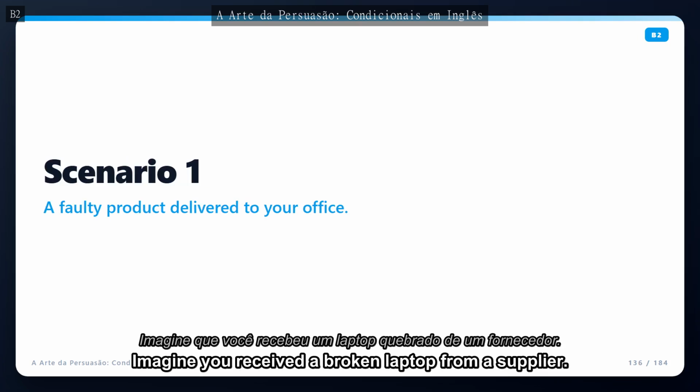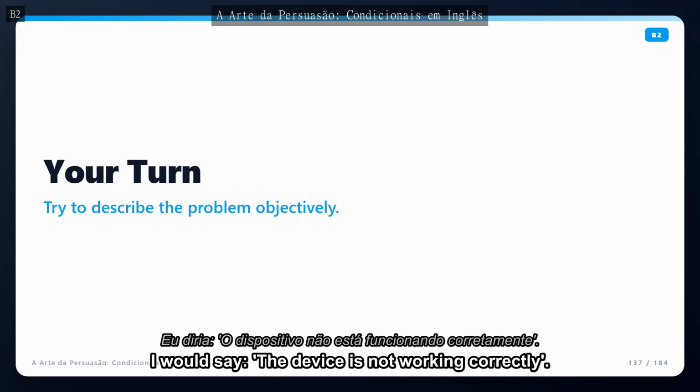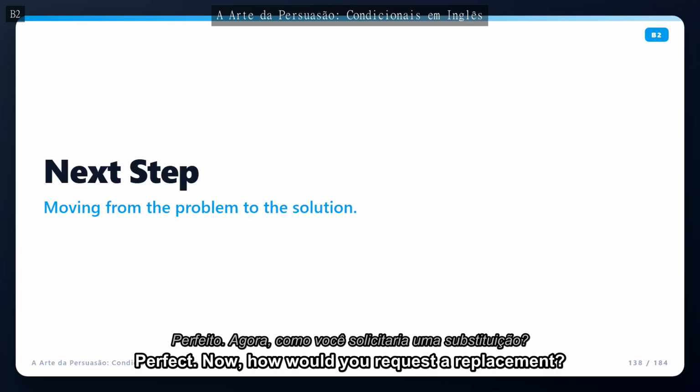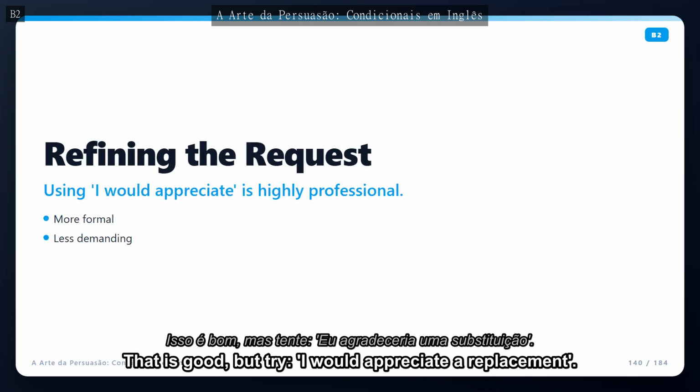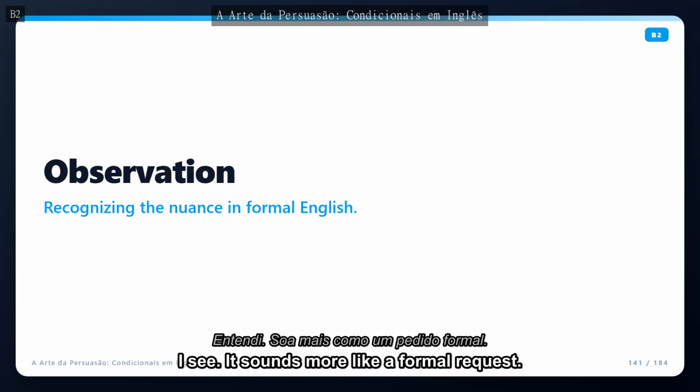Imagine you received a broken laptop from a supplier. I would say, the device is not working correctly. Perfect. Now, how would you request a replacement? Could you please send a new one immediately? That is good, but try, I would appreciate a replacement. I see. It sounds more like a formal request.